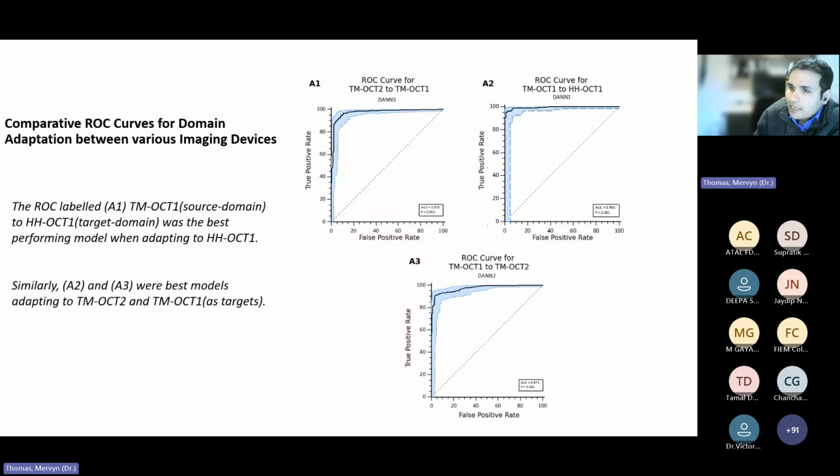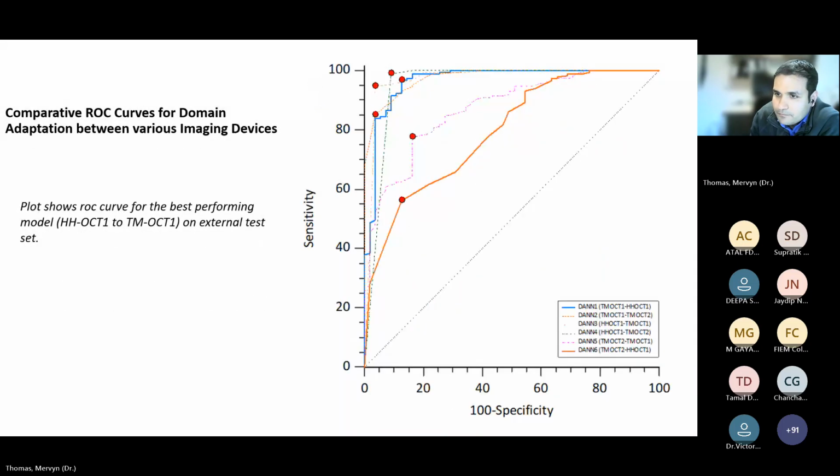So these ROC curves then just show the trade-off between sensitivity and specificity. The blue lines show DAN1, for example, which had a very high AUC. And the other lines basically show the other DAN models that we used. Now, when we compare these different ROC curves for domain adaptation between different devices, the best performing one we found was the HHOCT1.